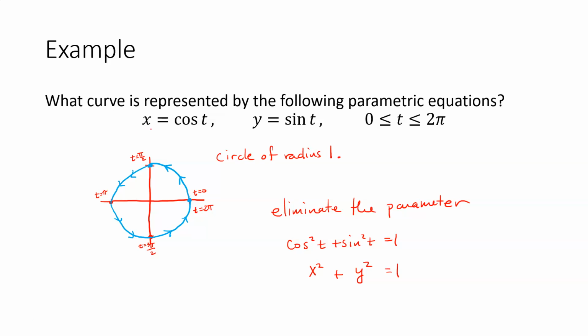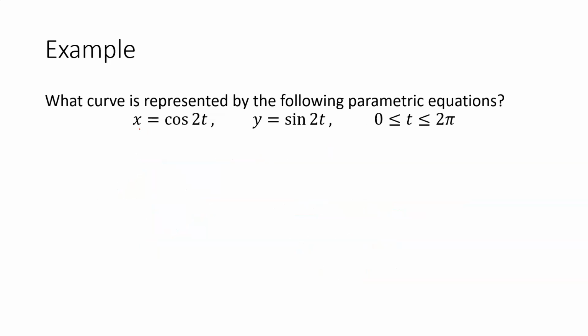Okay. And then what if we had a slight variation of this, where it's x equals cosine 2t, y equals sine of 2t, and again still the same t going from 0 to 2 pi. Well, one thing we can observe is that it's going to pass through those same points that the other curve did before. So it's going to go from 1, 0 to 0, 1 to negative 1, 0 to down here at 0, negative 1, and then back to 1, 0. But it's going to do it twice as fast.